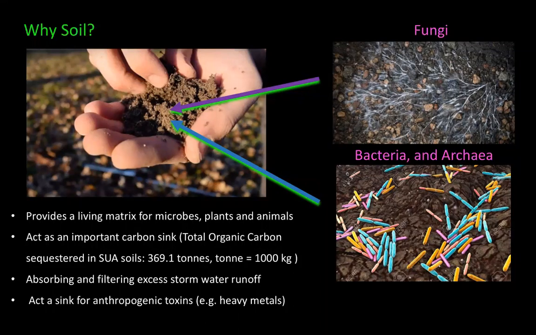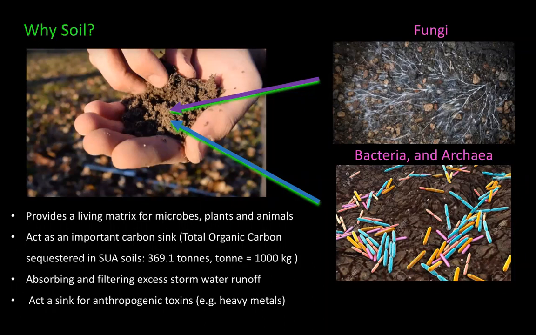Soils also work to absorb and filter excess stormwater runoff, and they can act as a sink for anthropogenic toxins like heavy metals. However, the functionality of soils is inextricably correlated to the microbiota that inhabit these areas. I'm talking about microbiota such as fungi, bacteria, and archaea, and these are the populations I'm really interested in for this study. How may different land management practices be affecting these communities?